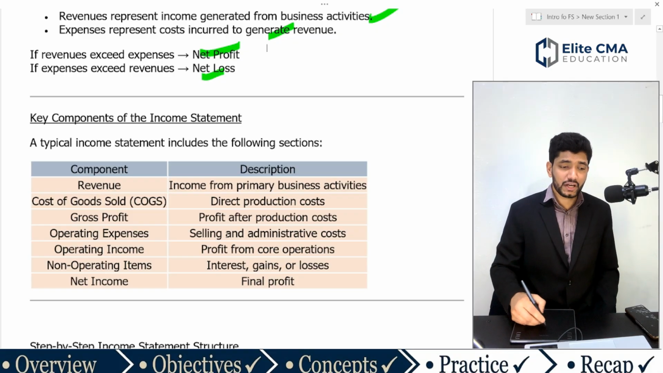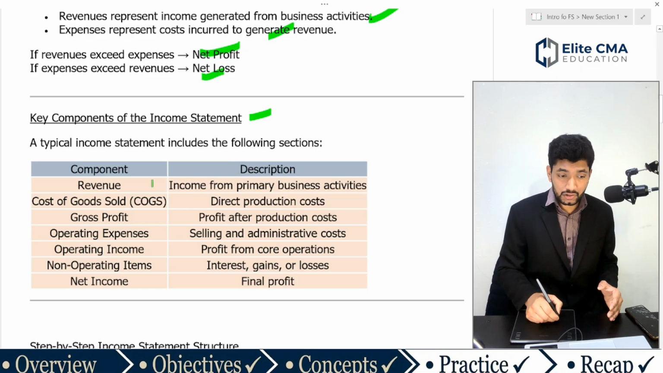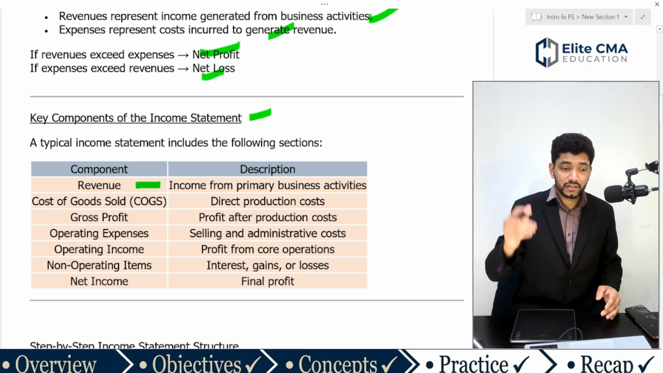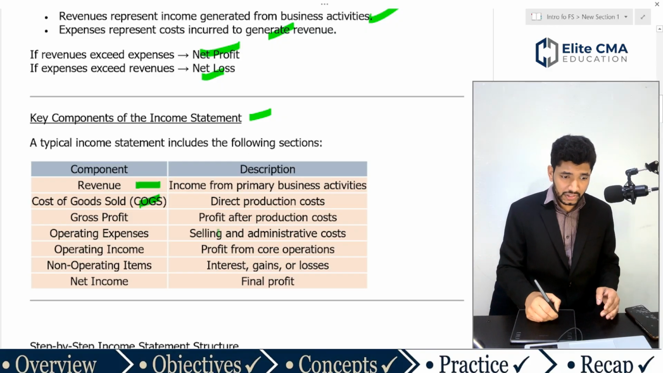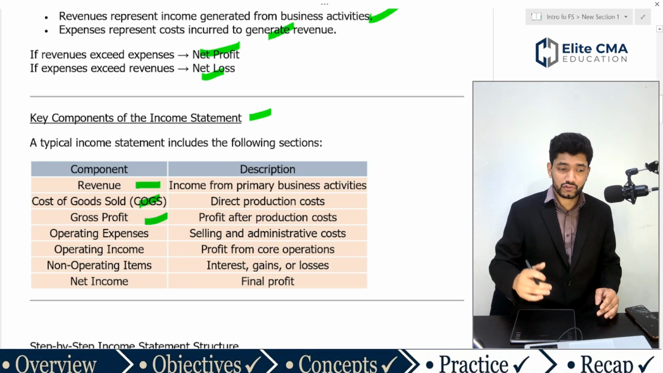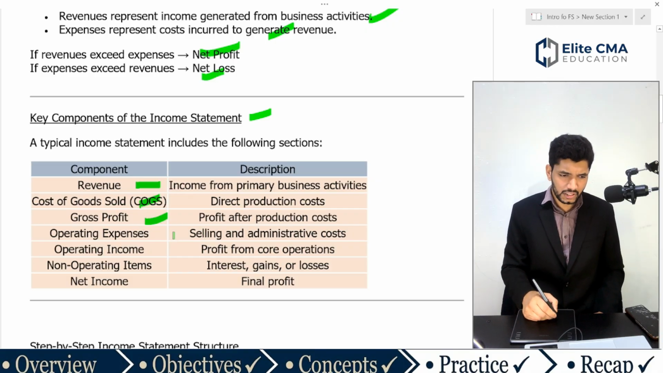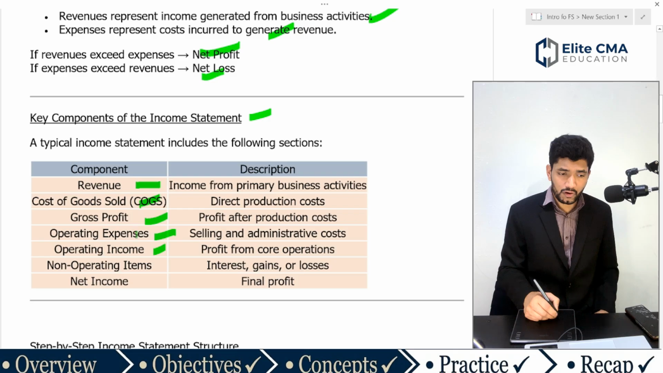Now the key components of the income statement. A typical income statement includes the following. First is the revenue or total sales. Then the cost of goods sold, which is the direct production or purchase cost. Then the gross profit, which is total revenue minus total cost of goods sold. Then the operating expenses and the operating income. Operating income means gross profit minus all operating expenses. Then the non-operating items and the net income.